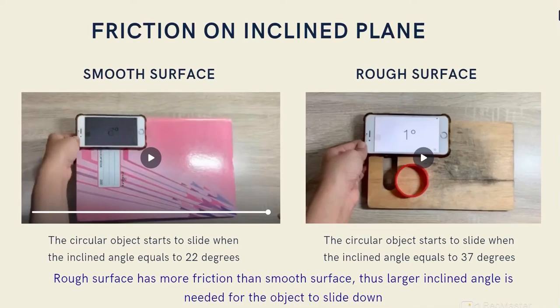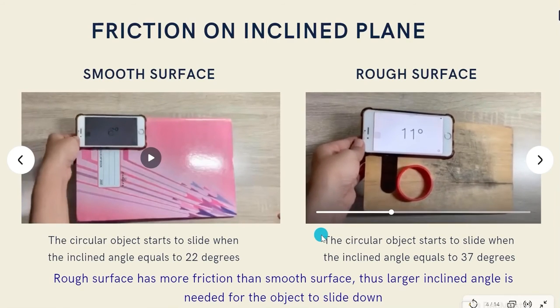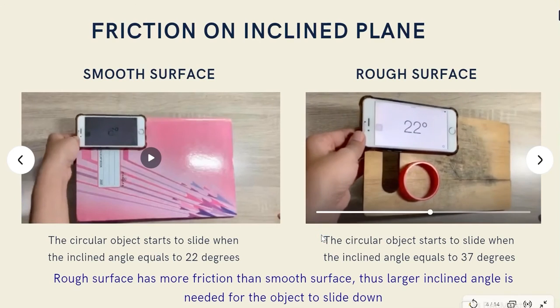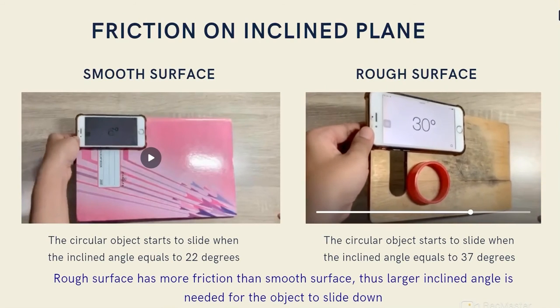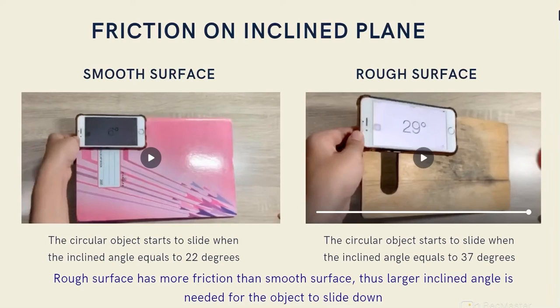Now let's look at the rough surface, which is the chopping board. As we can see, the circular object starts to slide when the inclined angle equals 37 degrees. Thus, we can say that the rough surface has more friction than the smooth surface. Hence, a larger inclined angle is needed for the object to slide down.